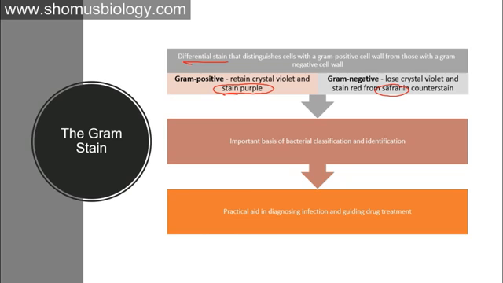It's an important basis of bacterial classification and identification, because the very first thing we do when working with an unknown bacteria is to find out whether it is gram-positive or gram-negative. We know that if it's gram-positive, there should be some properties associated with it, and if it's gram-negative, then there should be other properties associated with it. Then we can continue with other dichotomous keys and other modes of bacterial identification. We can also use it as a practical aid in diagnosing infection and guiding drug treatment.